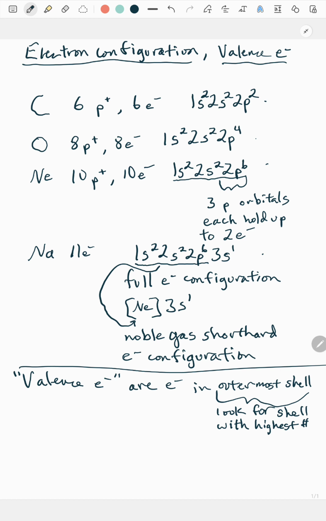For example, in carbon, the 2s2 and 2p2 are in the highest shell. The 2 is the highest shell. In oxygen and neon, the 2s and 2p are also the highest shells. In sodium, though, we have something different. The highest shell is 3s, because 3 is more than 2. So anything with a 3 would be part of the valence electrons for that element. It's the electrons in the highest shell number. These are the valence electrons.